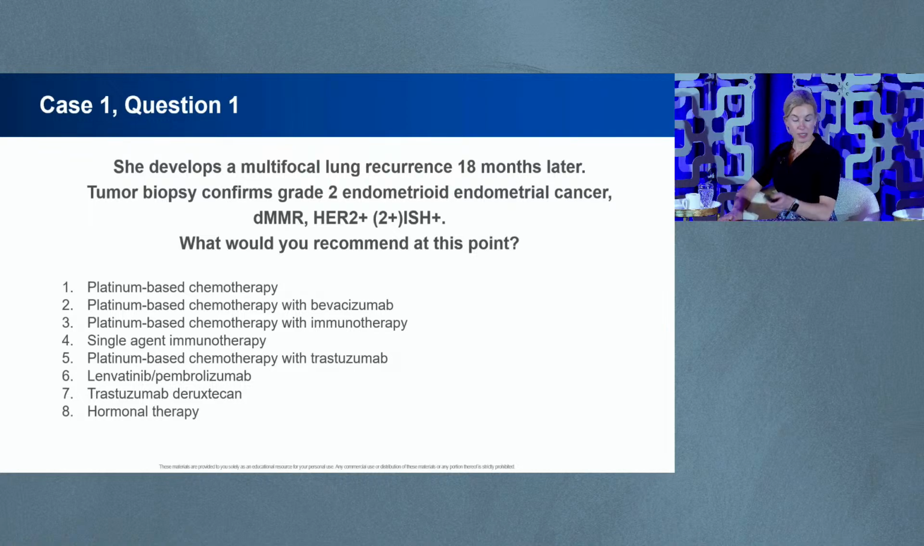The options are going to be the same, so I won't read to you with every scenario, but let's start off with number 1 is platinum-based chemotherapy. Number 2, platinum-based chemotherapy, so carboplatin, paclitaxel with bevacizumab. Number 3, with immunotherapy. Number 4, you're going to give her single agent immunotherapy. Number 5, platinum-based chemotherapy with trastuzumab. Number 6, lenvatinib pembrolizumab. Number 7, trastuzumab deruxtecan. Or you give her hormonal therapy.